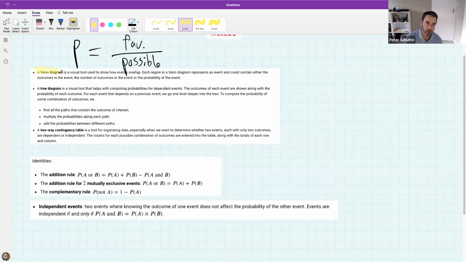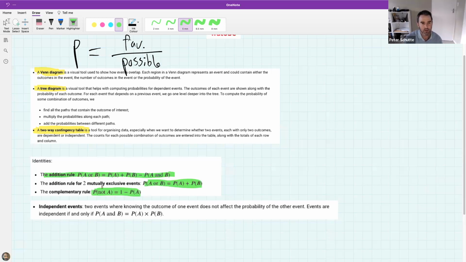And the tools we've learned about are the Venn diagram, the tree diagram, and today we're going to talk a little bit about the two-way contingency table. Now, we also have some identities. The one is the addition rule, which says the following. And then this can be simplified. If you've got two mutually exclusive events, there's no overlap, then that rule just loses the "and" part and it becomes even simpler.